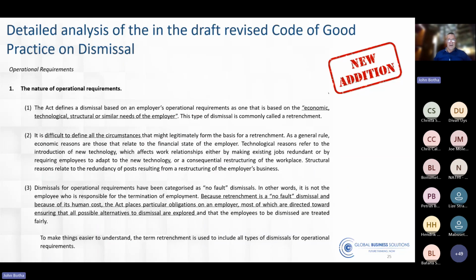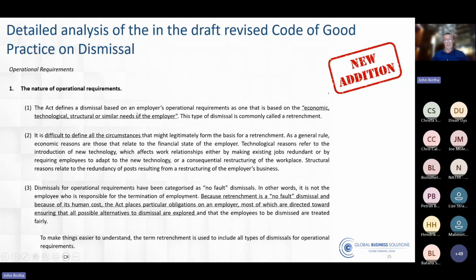Colleagues, the third and final component of the code of good practice on dismissal is the inclusion of this whole new section called operational requirements. It's still in section 189 and 189A of the LRA, but they've taken it and they've built outwards and they've given you more guidance and more detail on operational requirements. So as you can see on the screen, this is all brand new in the draft code. It obviously says you can retrench for technological, structural, or similar needs.